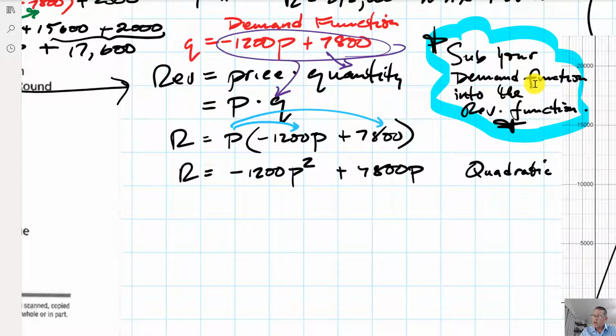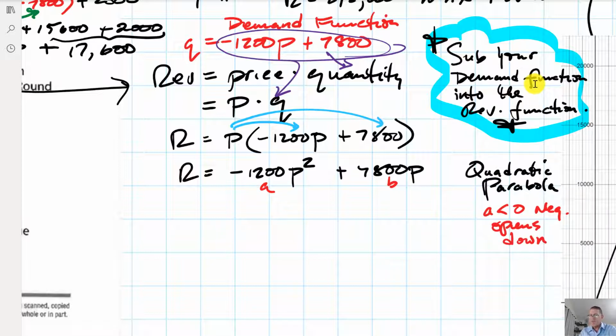Now, if you remember, this is A and this is B. When A is negative, it opens down. That's important because every revenue function should be doing that, because it always has a max.